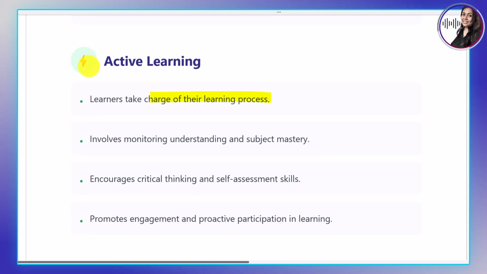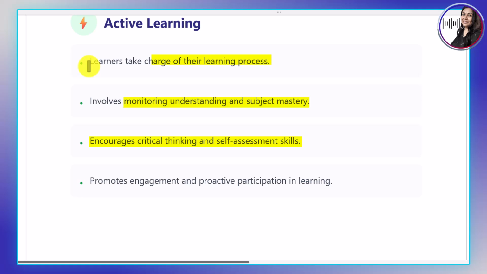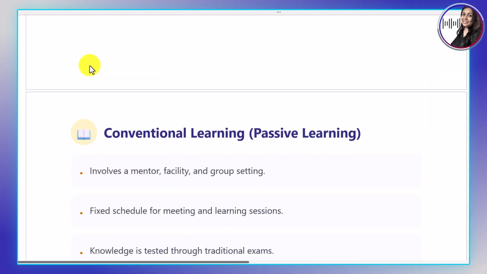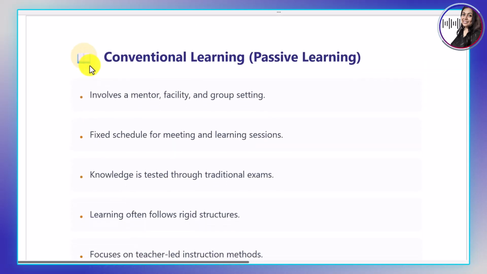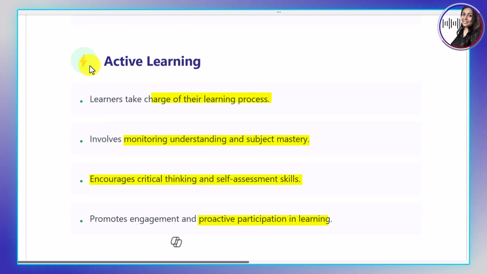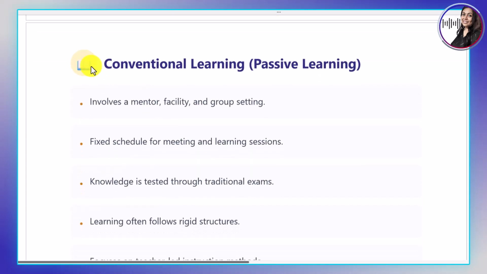Next comes active learning, where learners take responsibility for their own learning process. In active learning, students monitor their understanding and actively work toward mastering the subject matter. This approach encourages critical thinking, self-assessment, and reflection. Learners are not passive recipients of information. Instead, they participate actively, ask questions, analyze ideas, and engage deeply with learning tasks. As a result, active learning promotes higher engagement and meaningful participation.